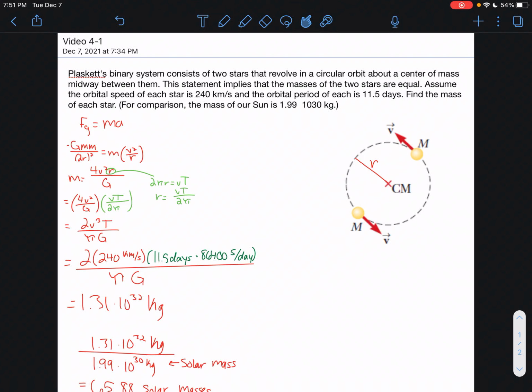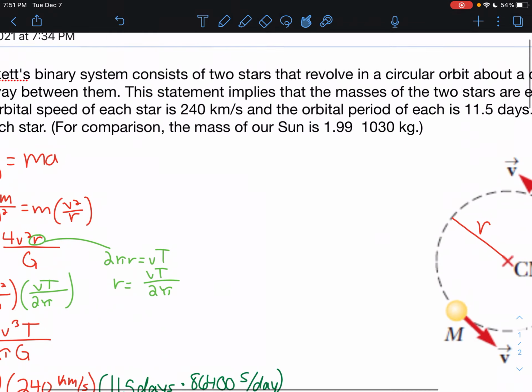Plaskett's binary system consists of two stars that revolve in a circular orbit about a center of mass midway between them. This statement implies that the masses of the two stars are equal. Assume the orbital speed of each star is 240 kilometers per second and the orbital period is 11 and a half days. Find the mass of each star. And they wanted it in solar masses, which is why they have the mass of the sun here.